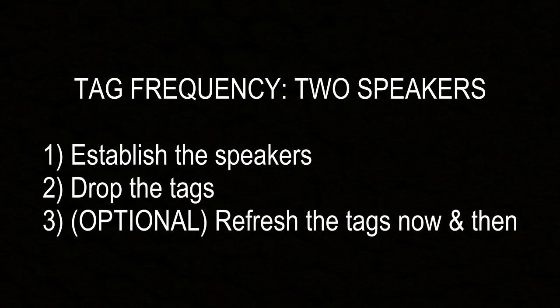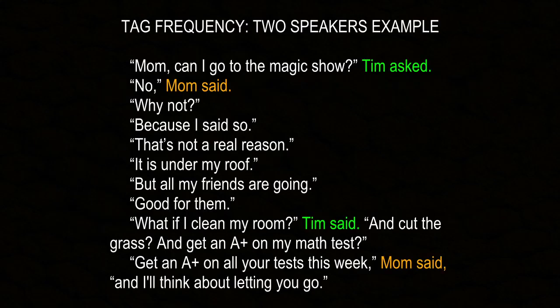Now let's take a look at another example, and we'll say in this one there are 2 speakers, so this would be a back and forth. And once you establish who's speaking with your dialogue tags, you can actually drop these tags, and that's totally fine. We'll say we have a mother and son arguing about whether or not the kid can go to the magic show. "Mom, can I go to the magic show?" Tim asked. "No," Mom said. "Why not?" "Because I said so." "That's not a real reason." "It is under my roof." "But all my friends are going." "Good for them." "What if I clean my room," Tim said, "and cut the grass and get an A+ on my math test?" "Get an A+ on all your tests this week," Mom said, "and I'll think about letting you go." So we establish who's speaking right up front, then we drop the tags after that first example of Tim and Mom.